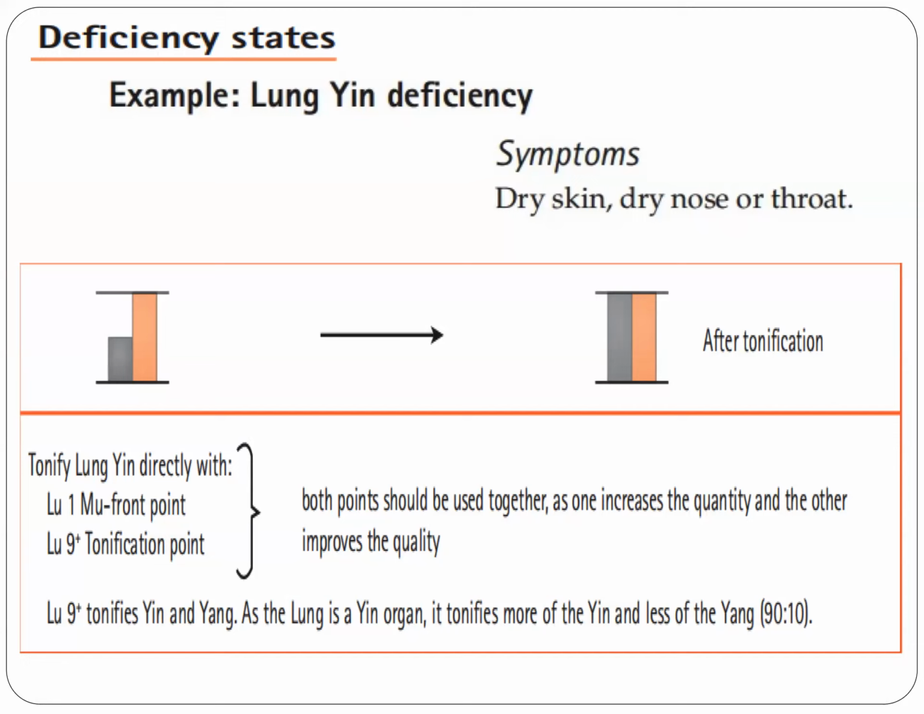Both points should be used together. So both the horary point and the tonification point, as one increases the quantity and the other improves the quality. Lung 9 tonifies yin and yang. As the lung is a yin organ, it tonifies more of the yin and less of the yang. So the ratio is 90-10.